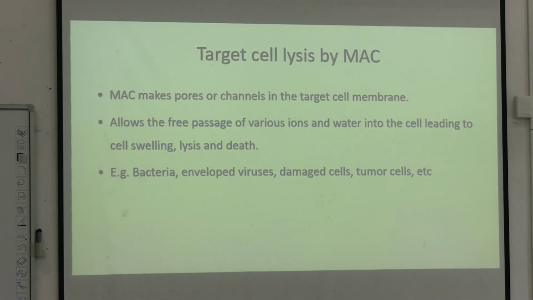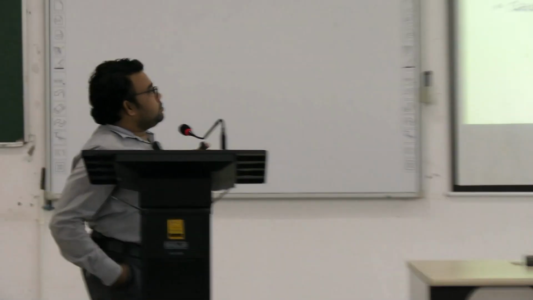What happens is that the membrane attack complex forms pores and channels. This will lead to free passage of various ions and water and result in bacterial cell lysis. However, this membrane attack complex is also effective against enveloped viruses and damaged cells. It could be an infected human cell or it could be tumor cells. All these can be affected by the membrane attack complex.